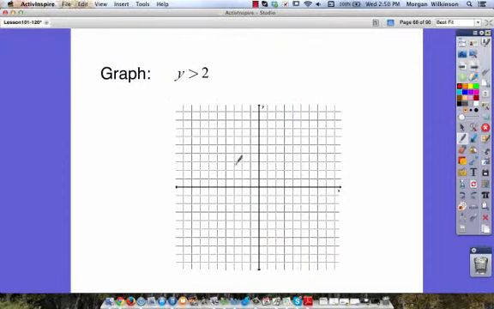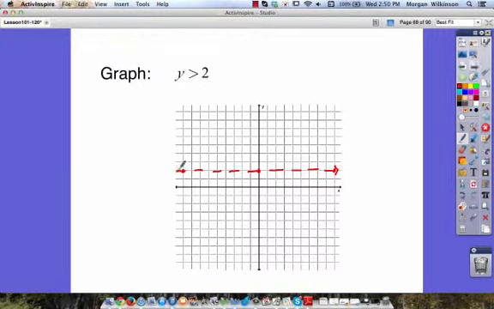Here we go. Y is greater than 2. Here's 2 on the y-axis. This is also 2 on the y-axis. Y is greater than 2, so we want all y values that are bigger than this. Well, this must be a dashed line, and it must be a dashed line because it's not equal to it.